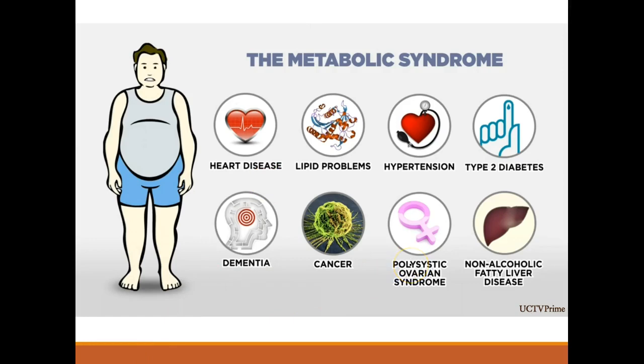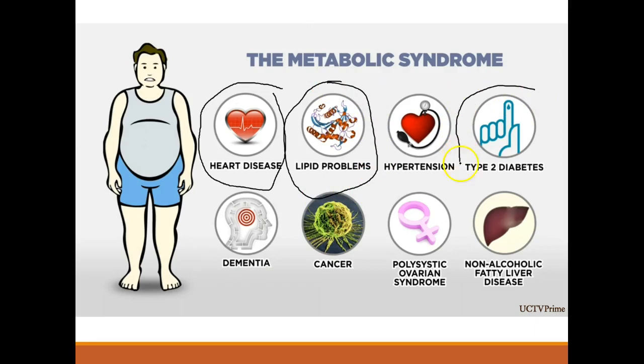This is what I talked about earlier, metabolic syndrome. Typically those who might get a diagnosis of metabolic syndrome may have some combination of, say, heart disease, lipid problems, type 2 diabetes, and hypertension. They don't have to have all of these things to have metabolic syndrome, but having several of them can lead to a diagnosis of it.